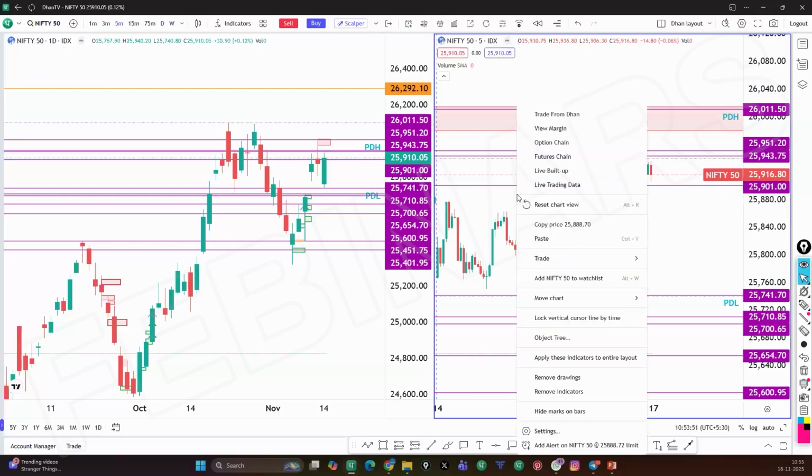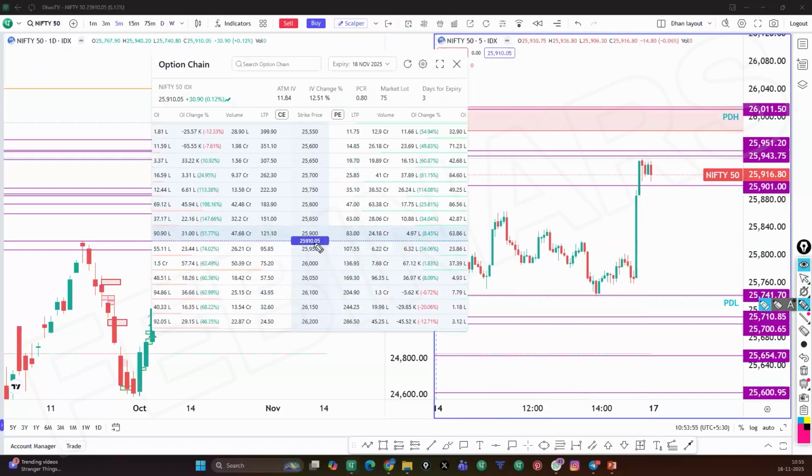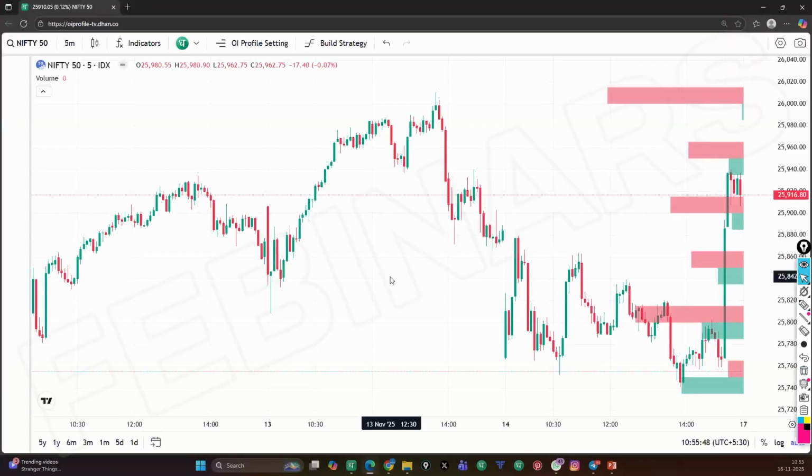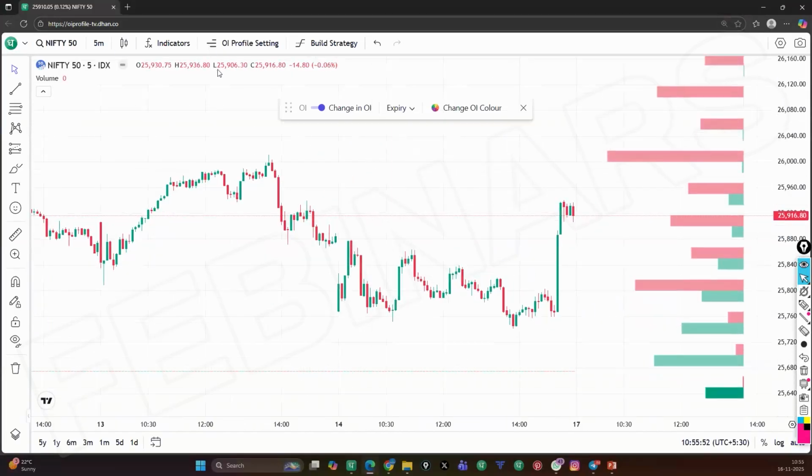All you need to do is right click, go to the option chain, and then you can check whether put selling is more or call selling is more. Or you can click this. This is a fantastic website again, and OI profile, and you will get this. Here also you can read whether put writing is more or call writing is more.